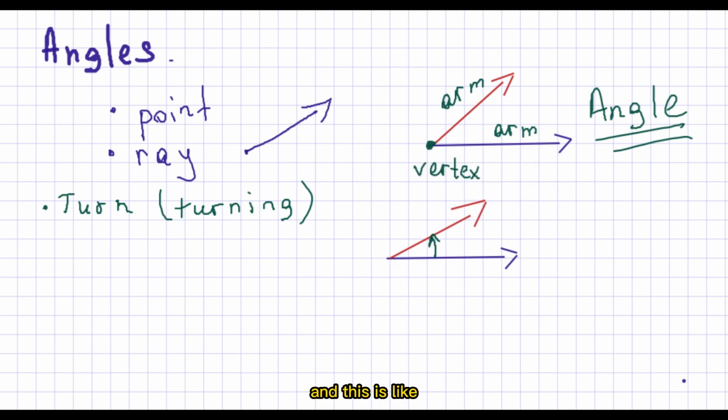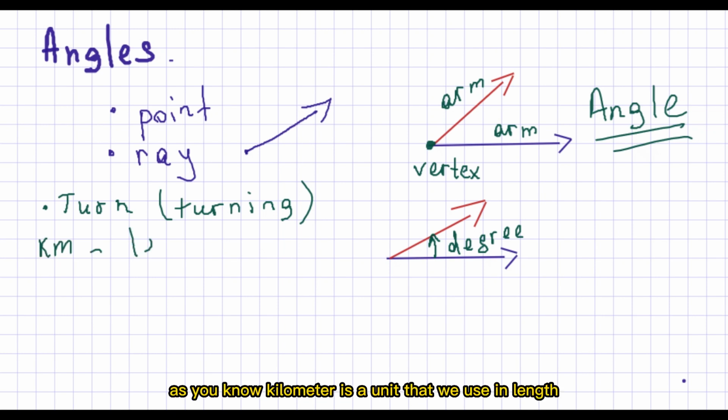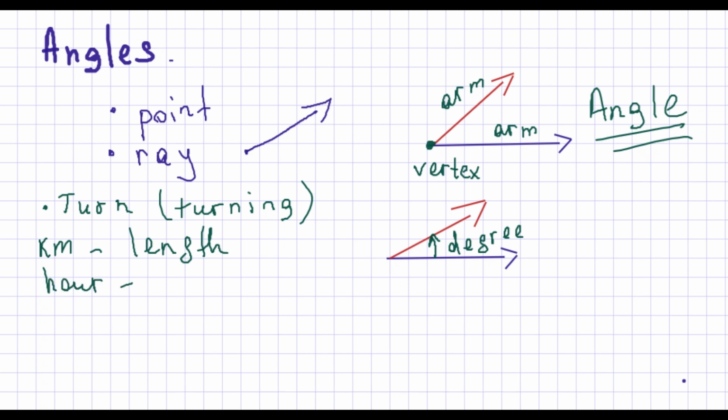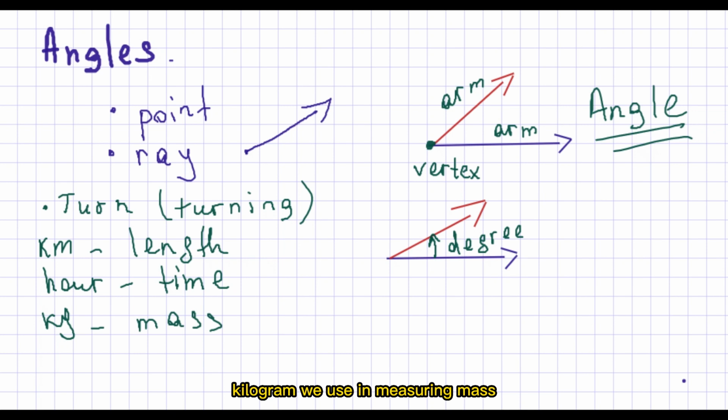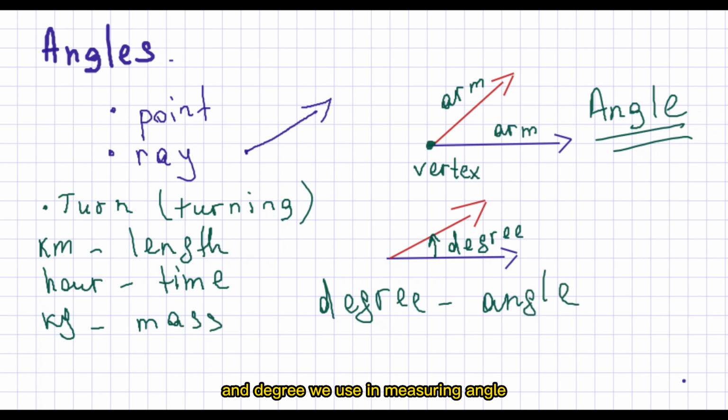And this is how I turn my ray around another ray. And here I formed some degree. What is degree? As you know, kilometer is a unit that we use in length. Hour is a unit that we use in measuring time. Kilogram we use in measuring mass. And degree we use in measuring angle.